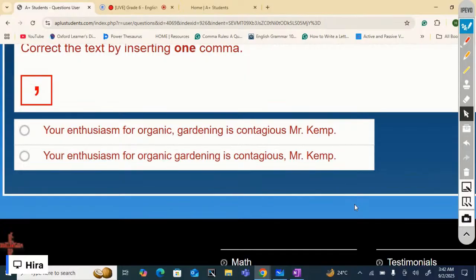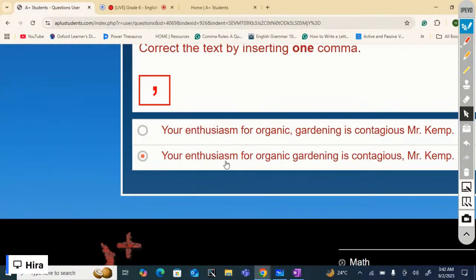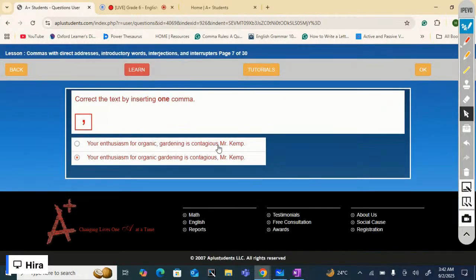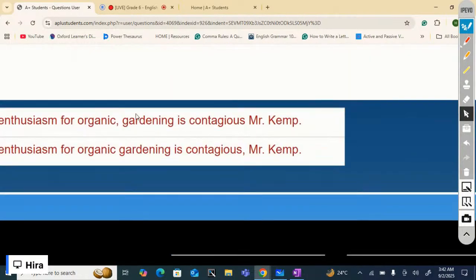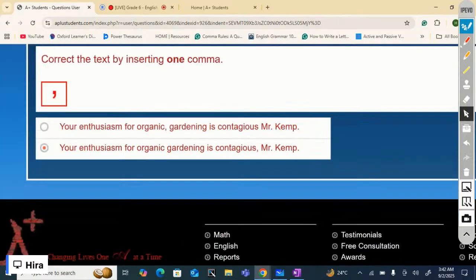Yes, it's option two. Very well. This one is correct because in option one there is a wrong use of comma, and no comma is used before the direct address. So yes, option two is correct. I know you have answered it.